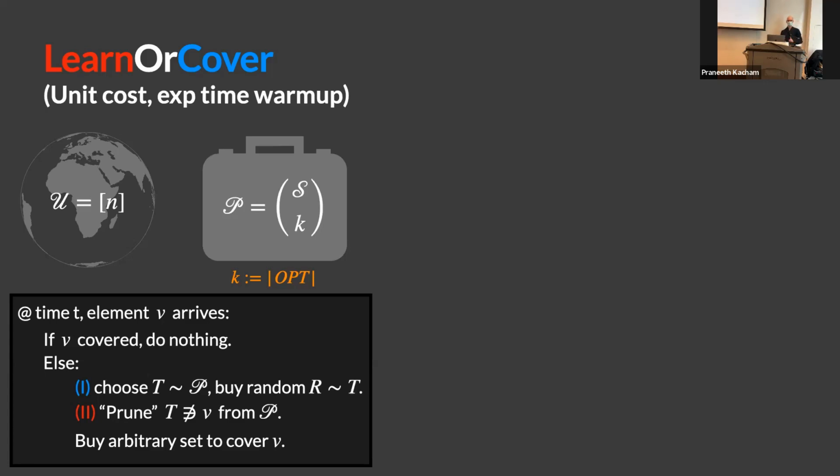So let me try to answer this. In rounds where V arrives and is covered, you pay 0. In rounds where V arrives and is uncovered, you pay either 1 or 2, but let's be pessimistic and say you pay 2 every time: 1 to buy the R that we sampled, and 1 to buy the backup set. So to analyze this algorithm, up to a factor of 2, I just need to count the number of times I hit the else clause. And that's what we'll do.